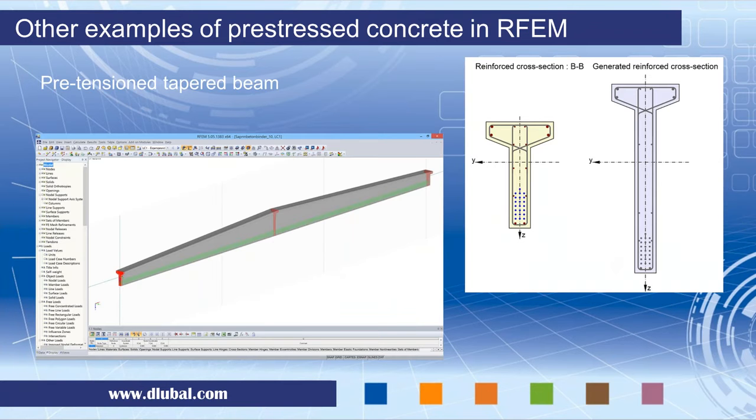The last example which I would like to show is the pre-tensioned tapered beam. You can see the longitudinal view, and also in RF-TENDON Design the reinforced cross-section above the support and the generated reinforced cross-section at the position at which we wanted to make the design. So in fact, if you use the templates of the reinforcement, then the reinforcement is adapted automatically along the length based on the calculated depth of the cross-section.